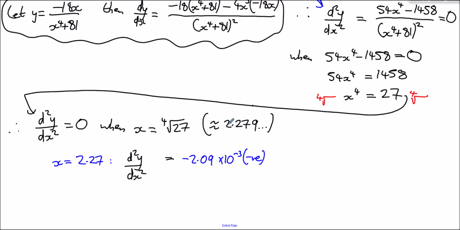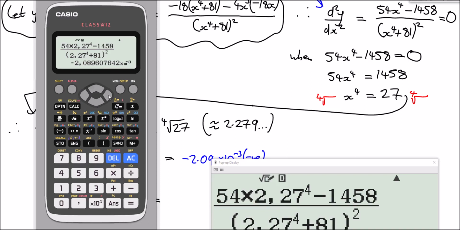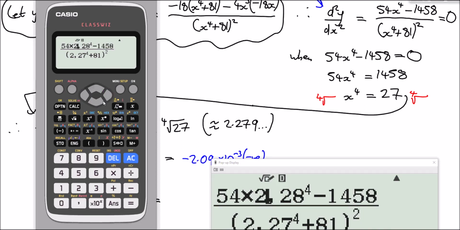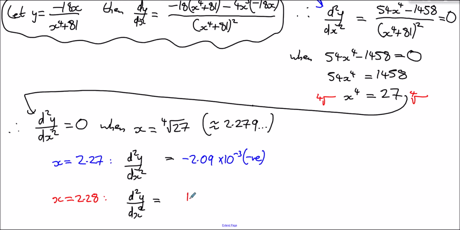Let's now just go one decimal point over. So let's try when x is 2.28. Let's see if that alters the sign of the second derivative. So all we need to do now is alter our 2.27 to 2.28 and see how that affects the sign, if at all. Knowing that, of course, if a sign changes, that confirms it's a point of inflection. This here gives us a positive 1.08 times 10 to the minus 4. Ultimately, that's positive.